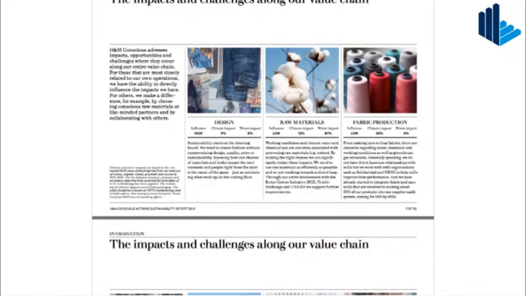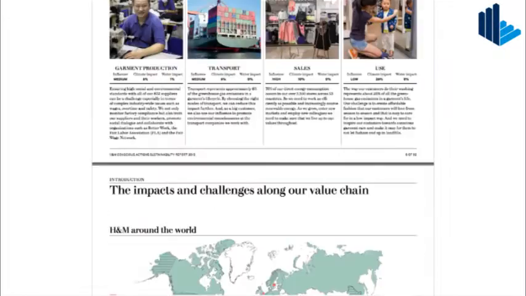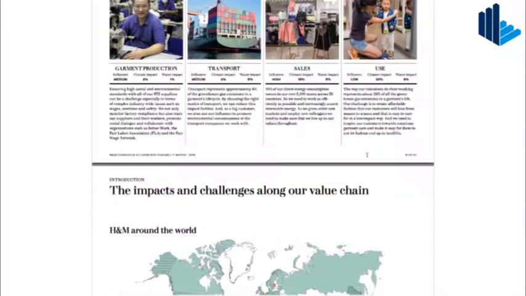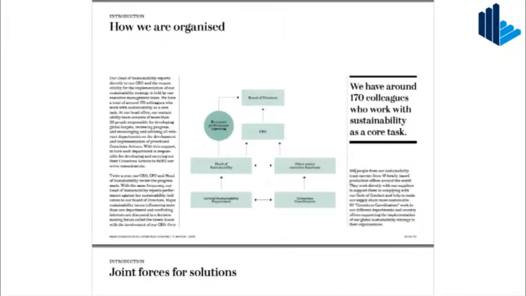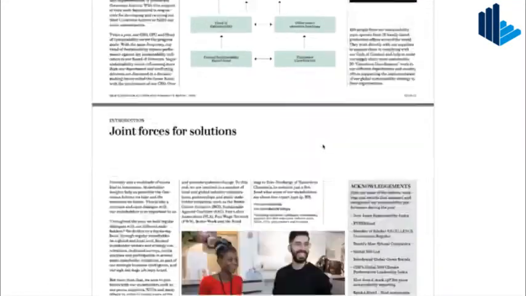We keep moving in the document. They describe the impacts and challenges along their value chain. As you can imagine, they have a global value chain. So this represents the complexity of developing a strategy based on sustainability. They explain the organization they have for sustainability, so how the team is organized, what is the role of executives, how they involve experts in their business to address sustainability projects.